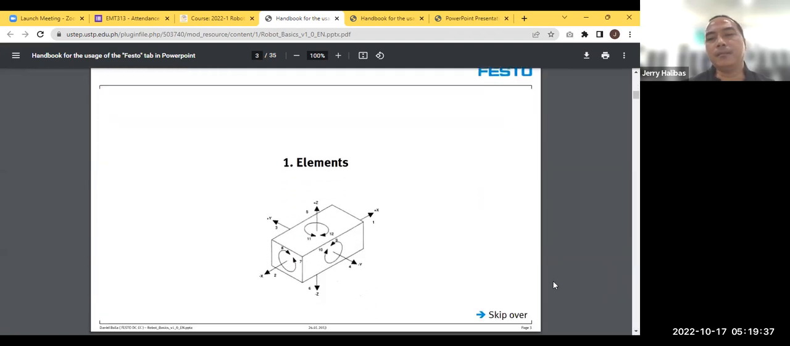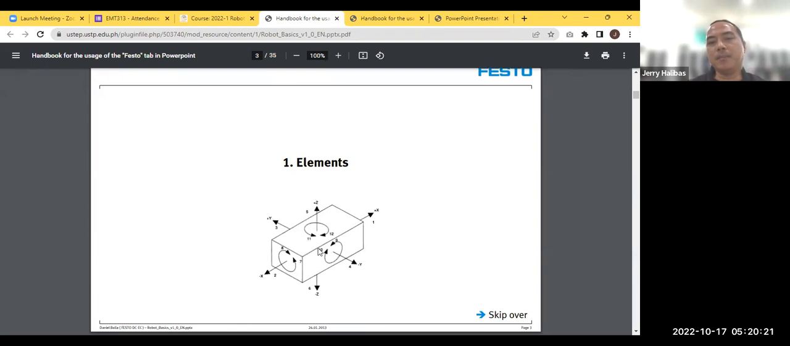Okay, so elements. If you have an element, let's say this is referring to any component of a robot arm, perhaps. So one element, or let us say a joint, or perhaps a link, could always be represented by this coordinate system. In this case, this is a Cartesian coordinate system.